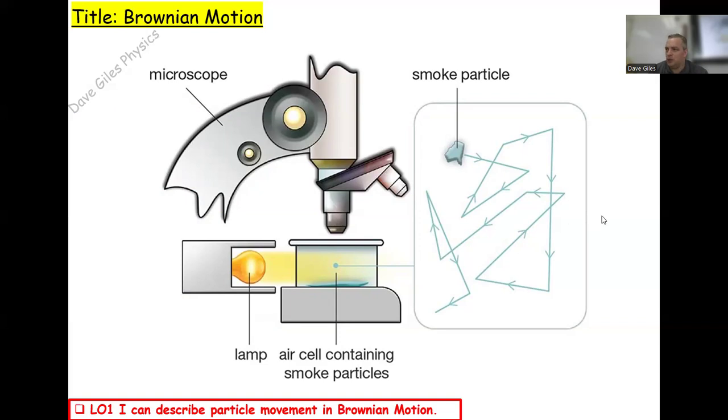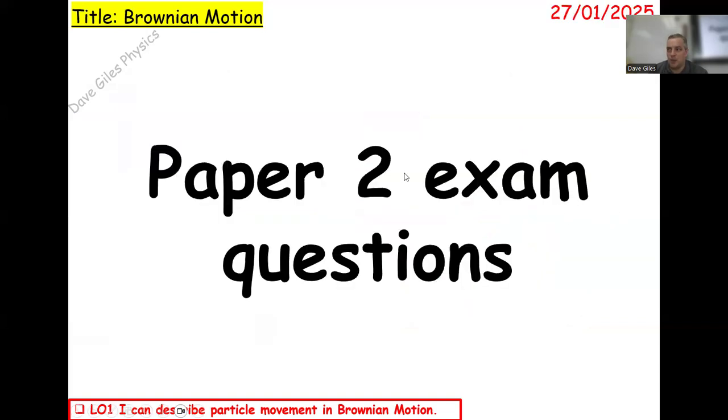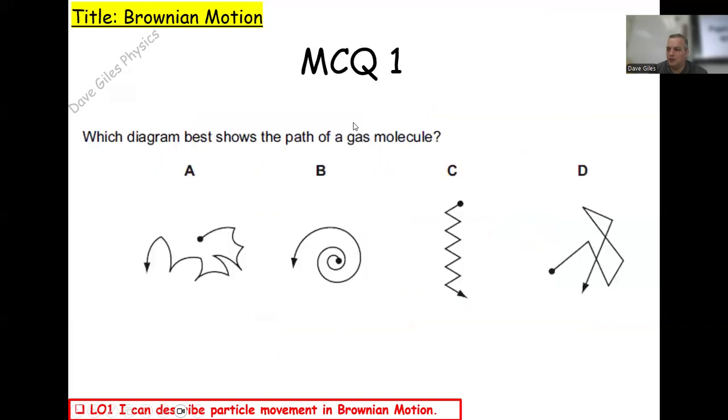Okay, so now we'll take a look at some past paper 2 multiple choice exam questions. First one, which diagram best shows the path of a gas molecule? Okay, it's most likely going to be D.